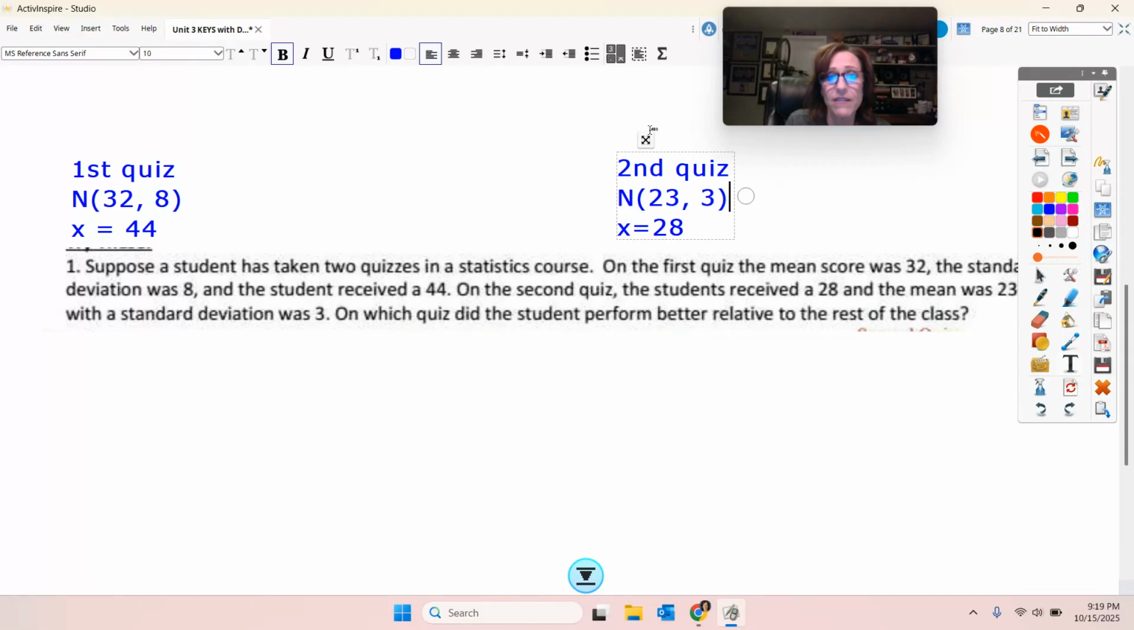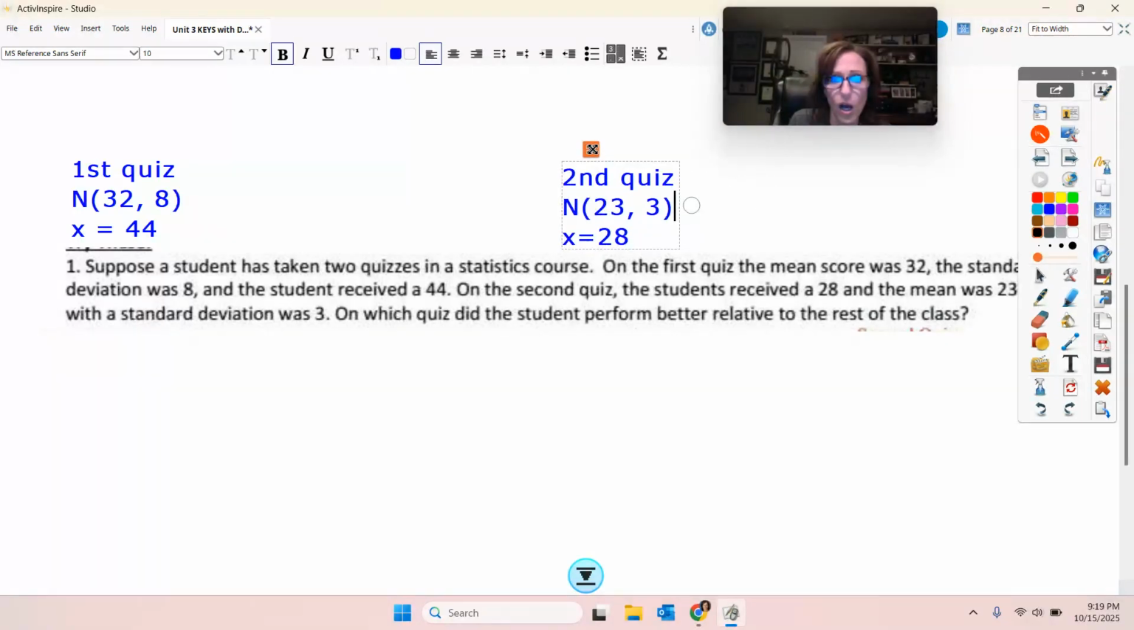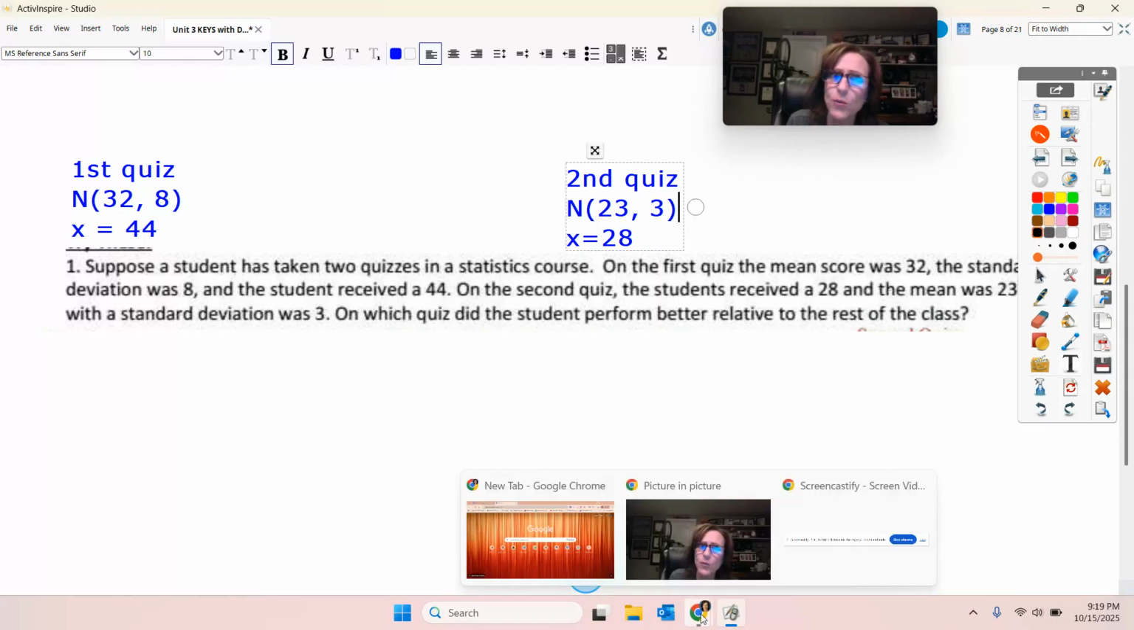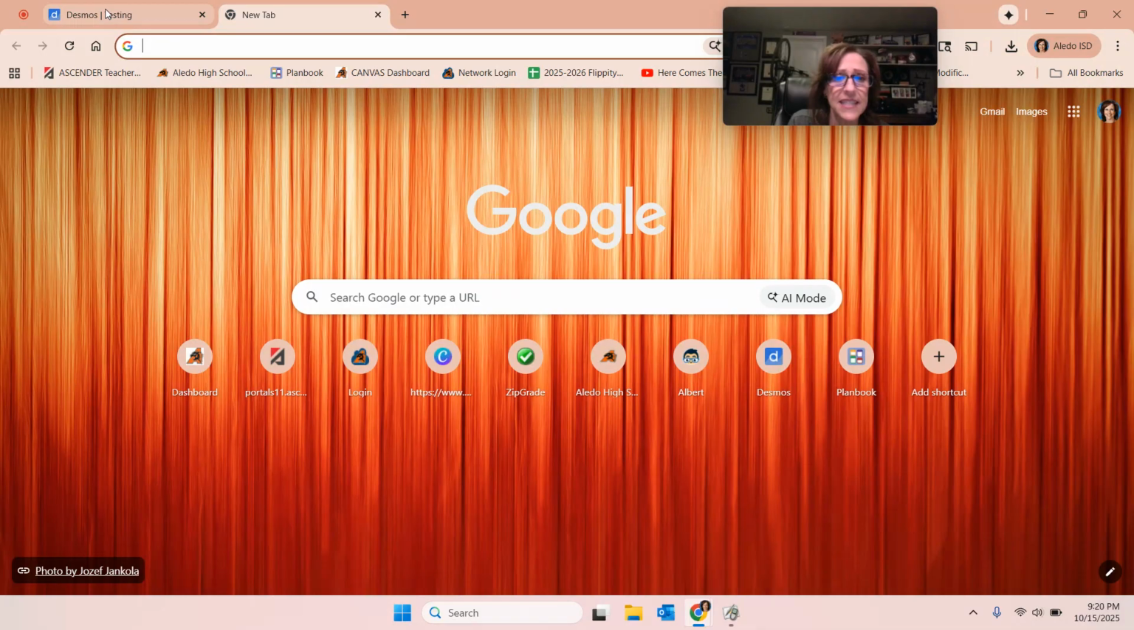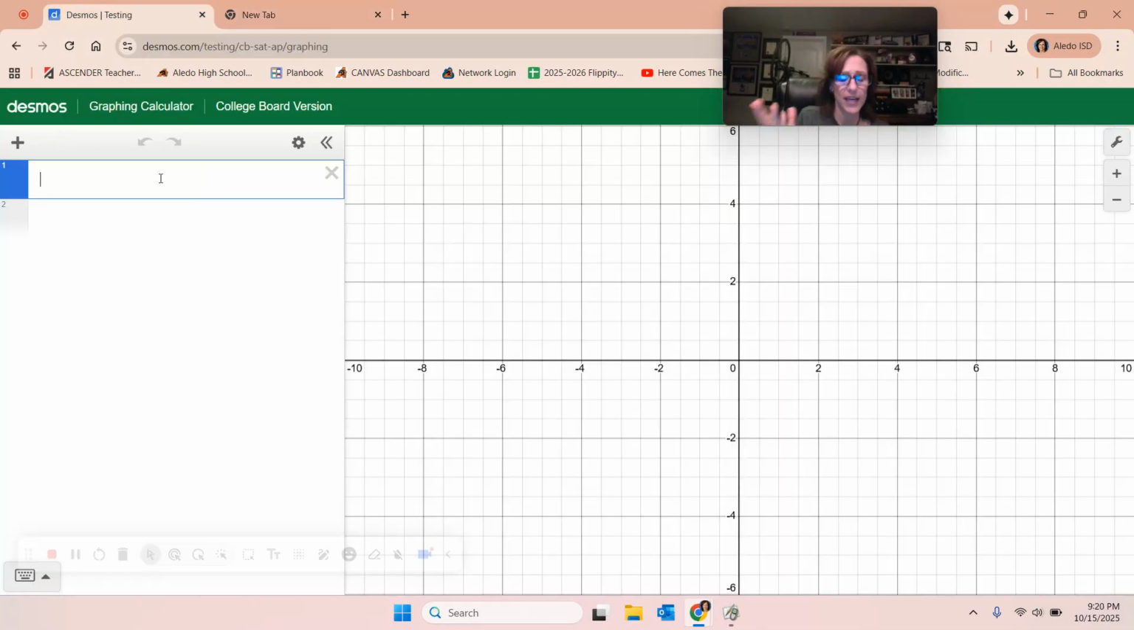If I graphed both of those on Desmos, which maybe I'll do in a minute, or may do in class tomorrow, then we can see this. So let's see which quiz the student performed better on relative to the rest of the class. Let's get the z-score and see how far they are from the mean. And you know what, let's go ahead and do this in Desmos. I think it's worth looking at.